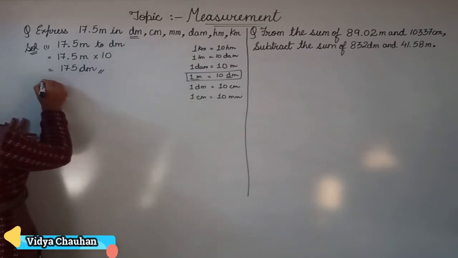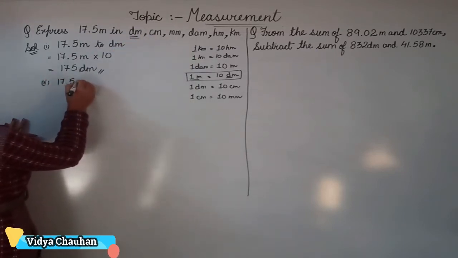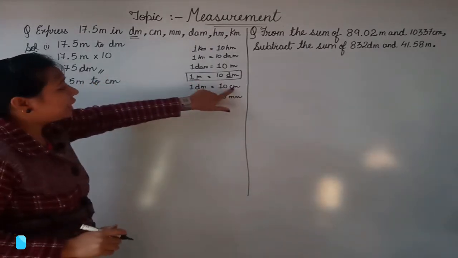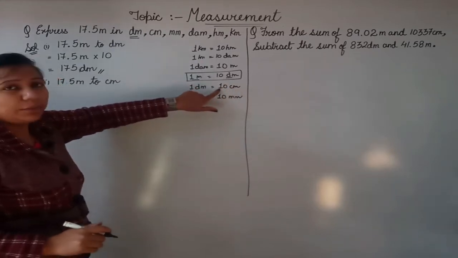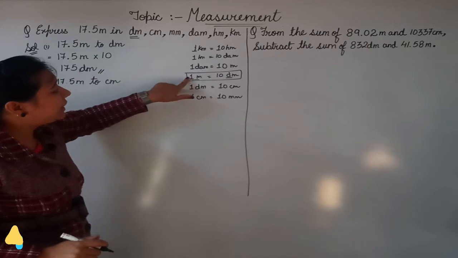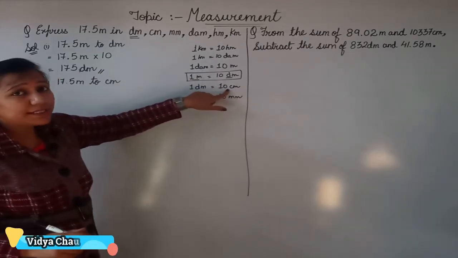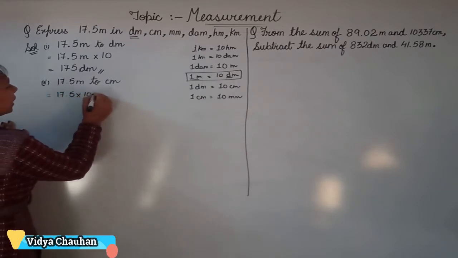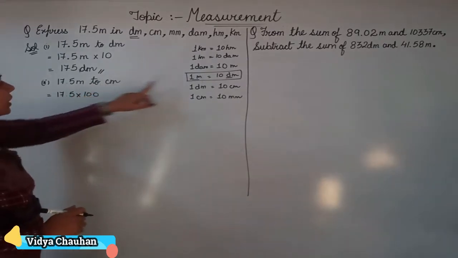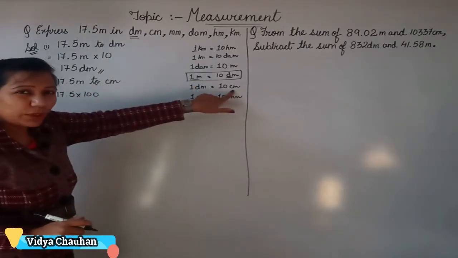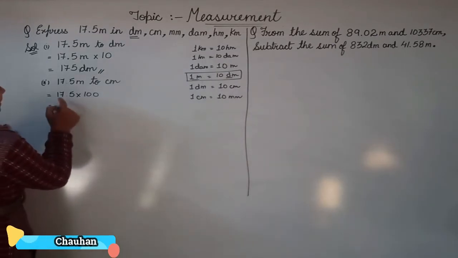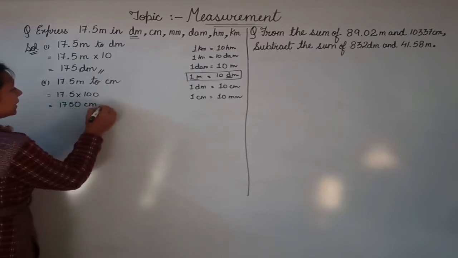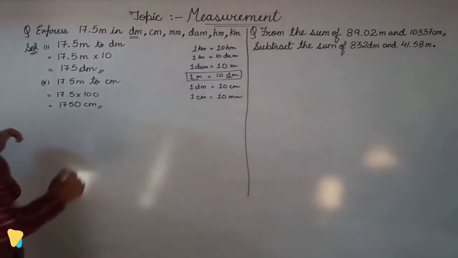Now coming to the second part, in which you have to convert 17.5 meter to centimeter. Meter to centimeter means 10 multiplied by 10. So 1 meter is actually equal to 100 centimeters. So we are going to multiply 17.5 with 100. Why am I multiplying? Because we are converting a bigger unit to the smaller one. So let's multiply: 17.5 multiplied by 100 will be 1750 centimeter. So this is our second part done.